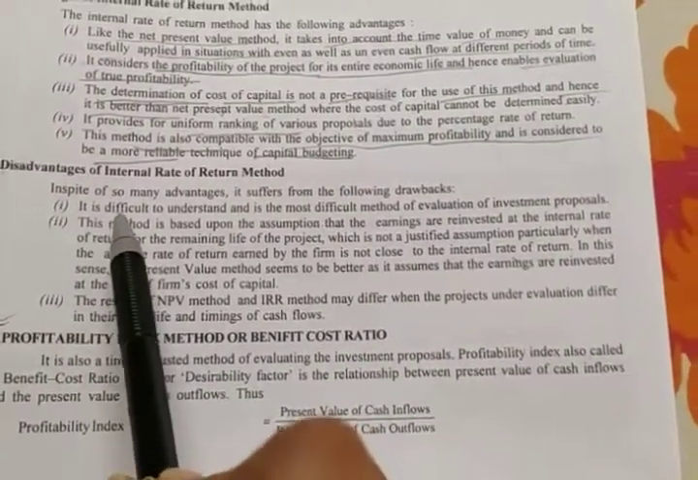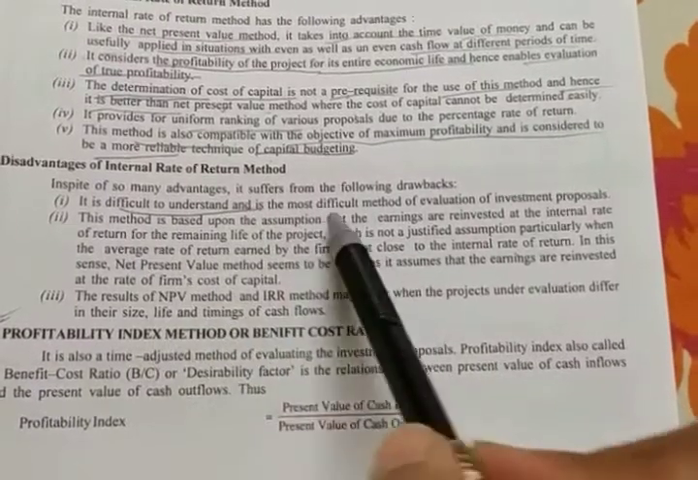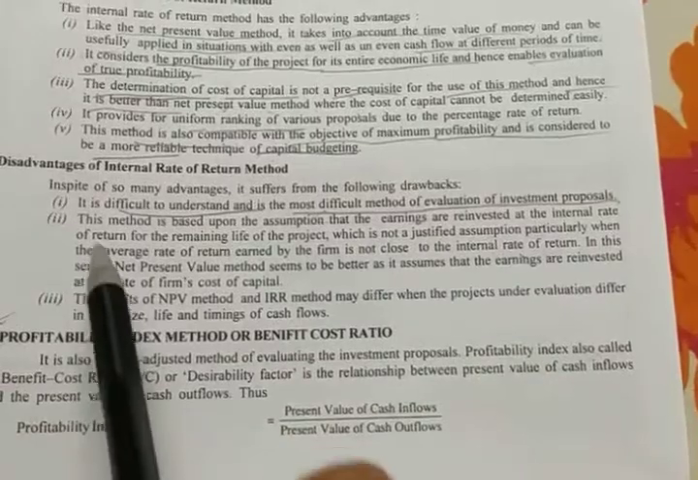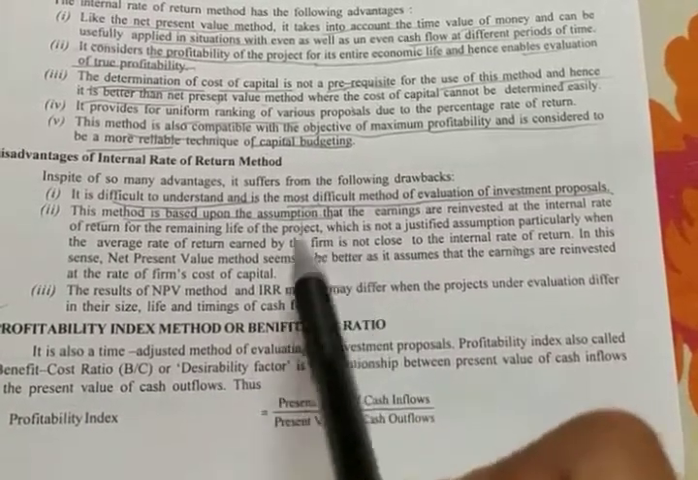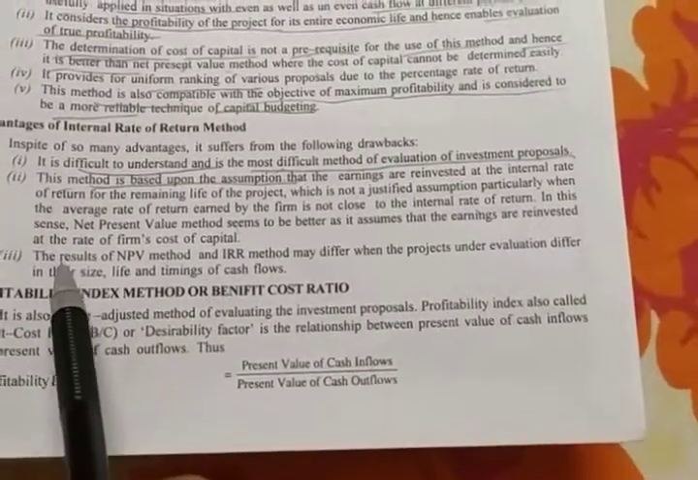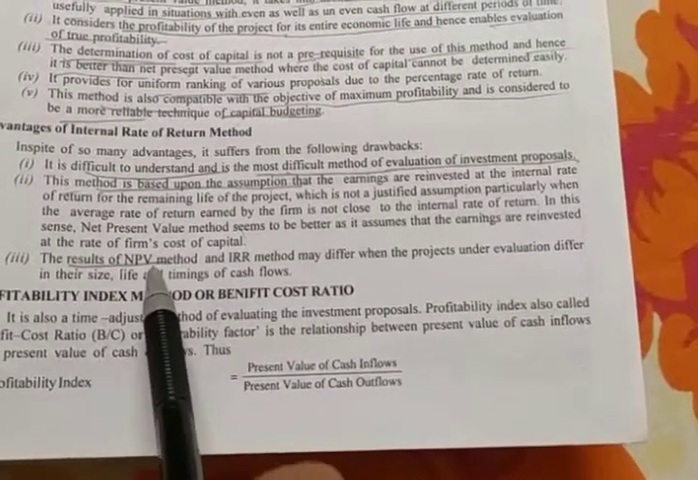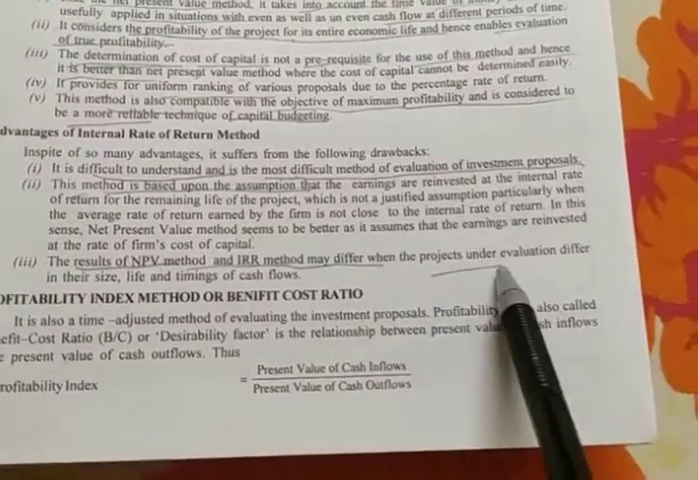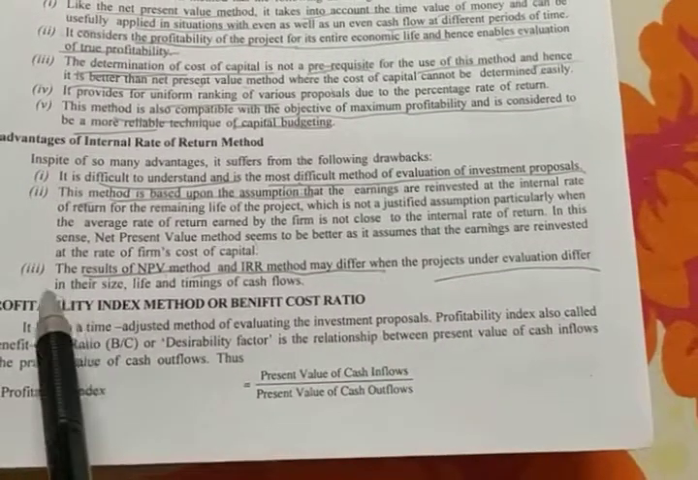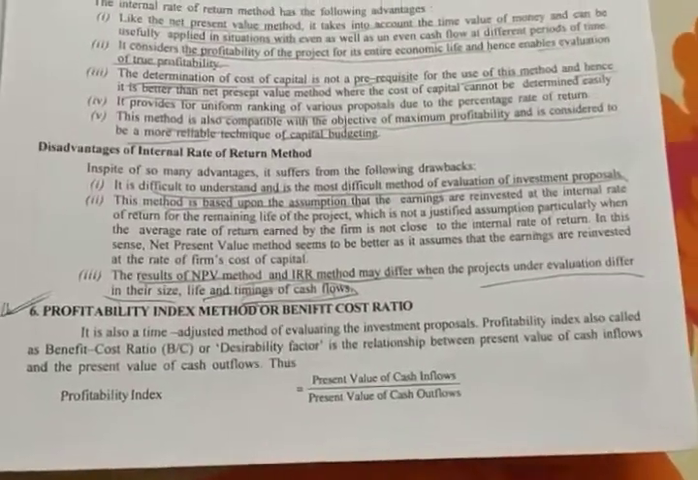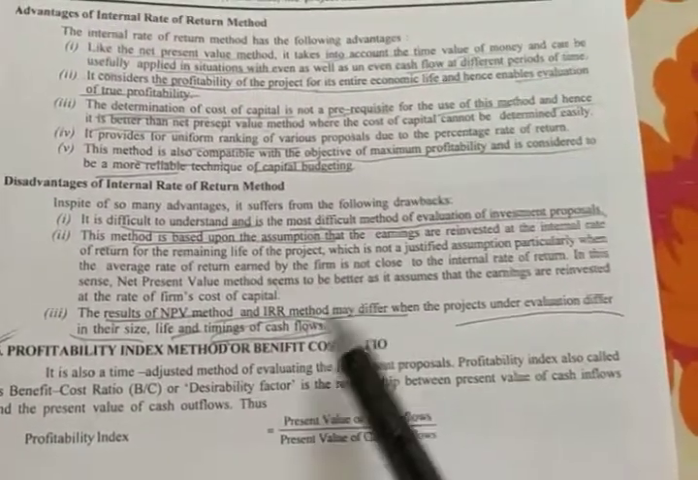It is difficult to understand, and the most difficult method of evaluating an investment proposal. Then this method is based upon an assumption, because we are assuming the discount rates. Then the result of NPV method and IRR method may differ when the projects under evaluation differ in their size, life and time of the cash flows. Hope you have understood this method.